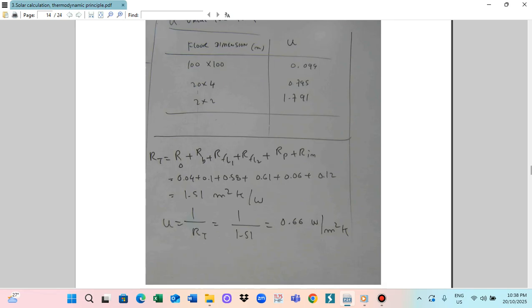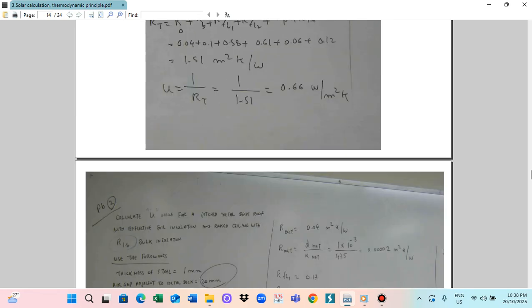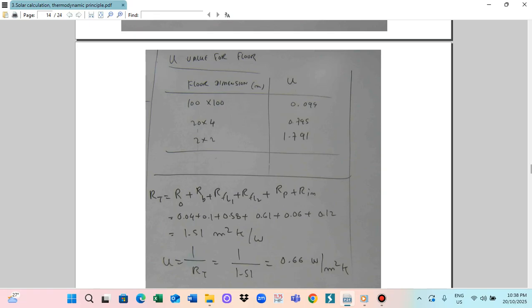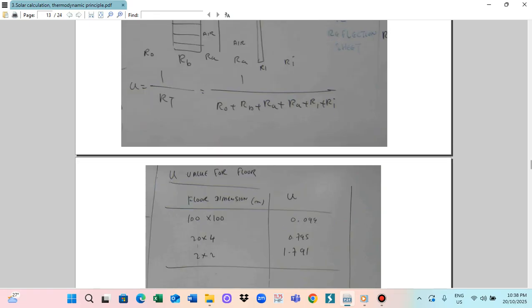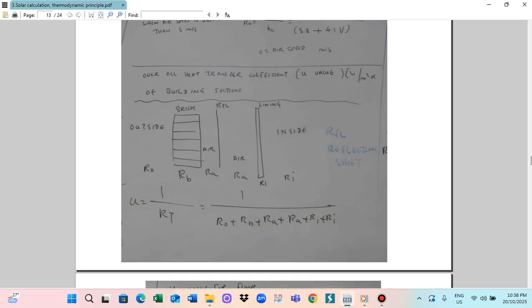Okay, this is the overall heat transfer coefficient. Heat transfer coefficient means how much heat can transfer. The heat transfer coefficient is U. We can use the symbol U.